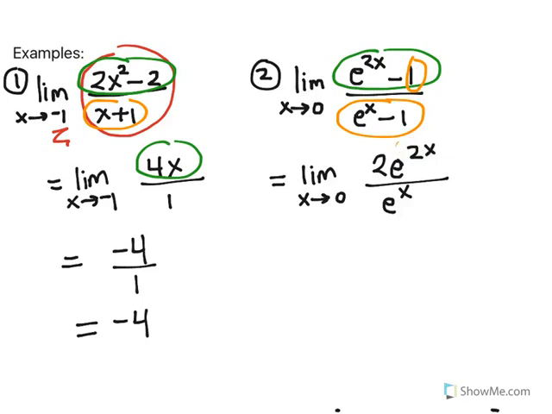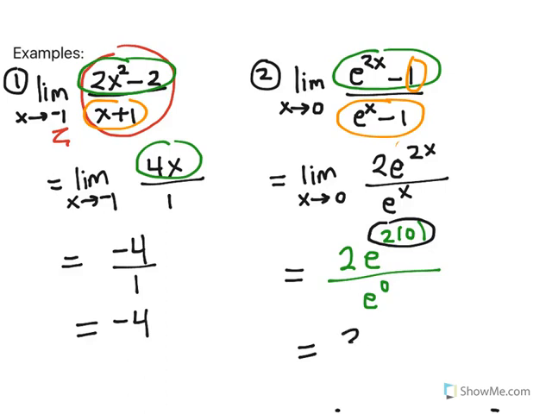So now I'm going to try direct substitution. Here's what I will have: 2 times e to the 2 times 0 divided by e to the 0. And what is that equal to? Well, 2 times 0 is 0, and e to the 0 is 1. So 2 times 1 is 2. And in the denominator, I have e to the 0, which is 1. So the answer here is 2.